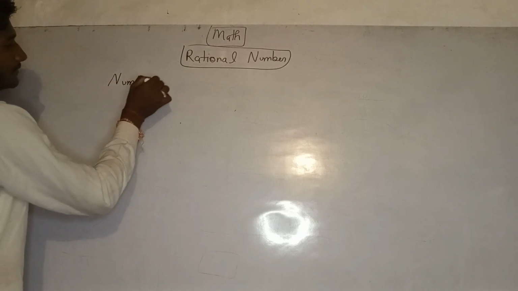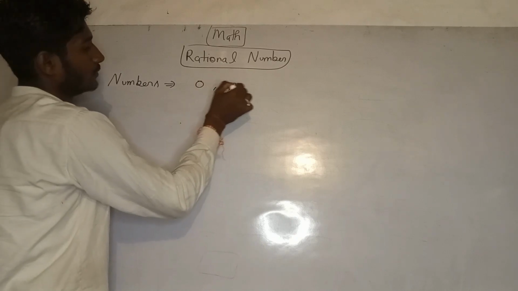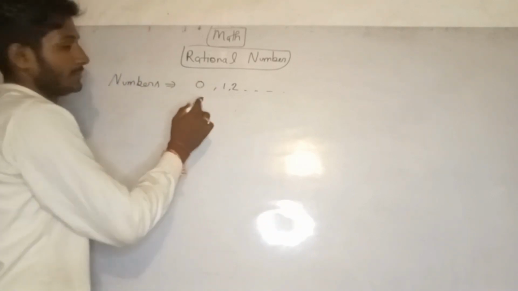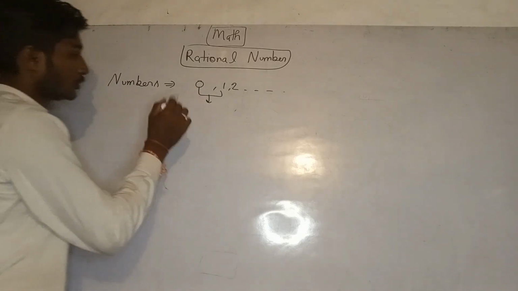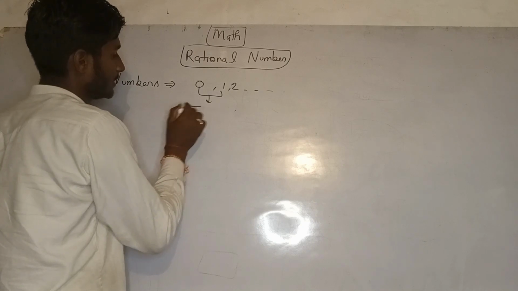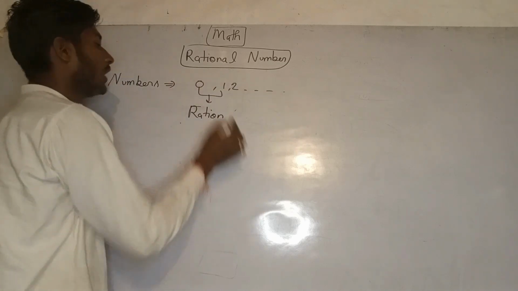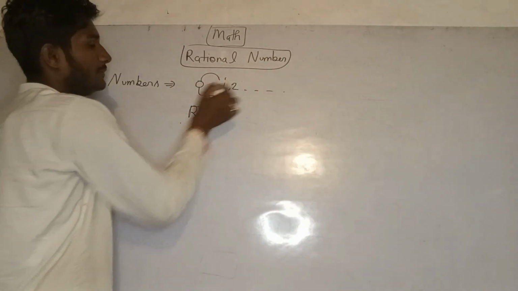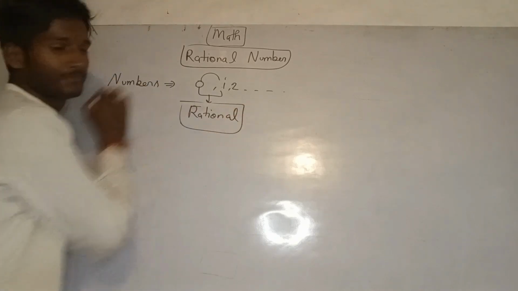Numbers start from 0, 1, 2 and so on. These are called numbers. In between these numbers, other numbers are also found, and those numbers are called rational numbers. The numbers between 0 and 1, between 1 and 2, and between 2 and 3 are all rational numbers.